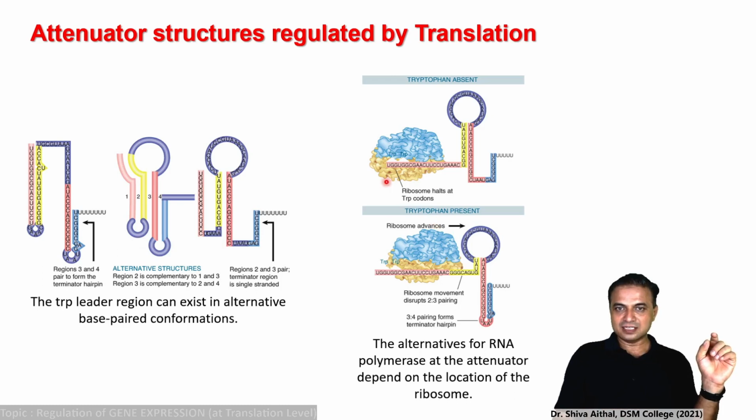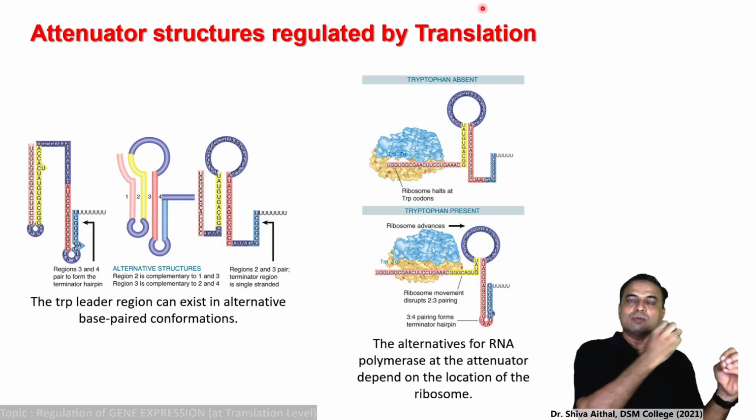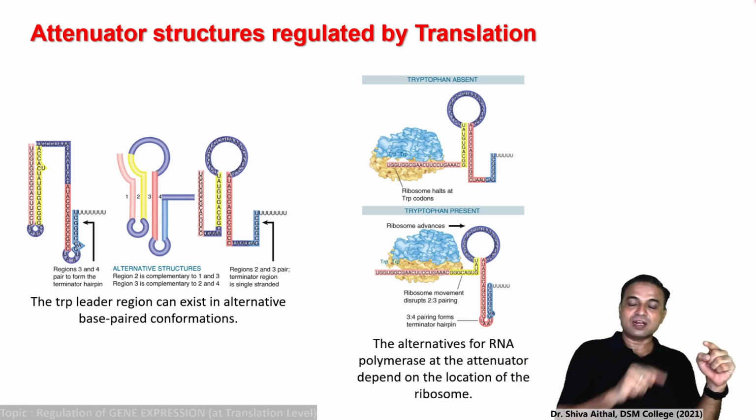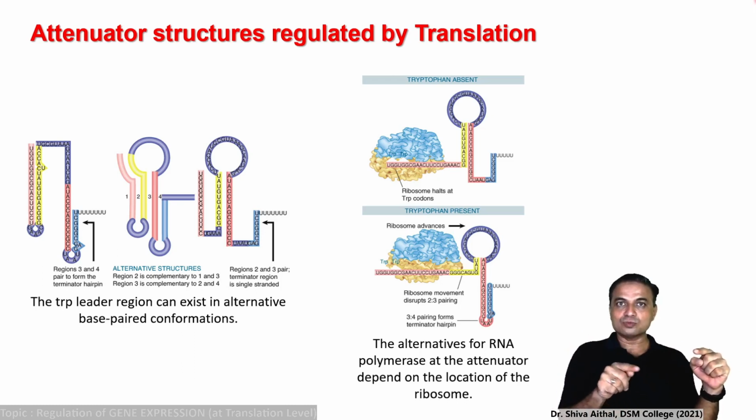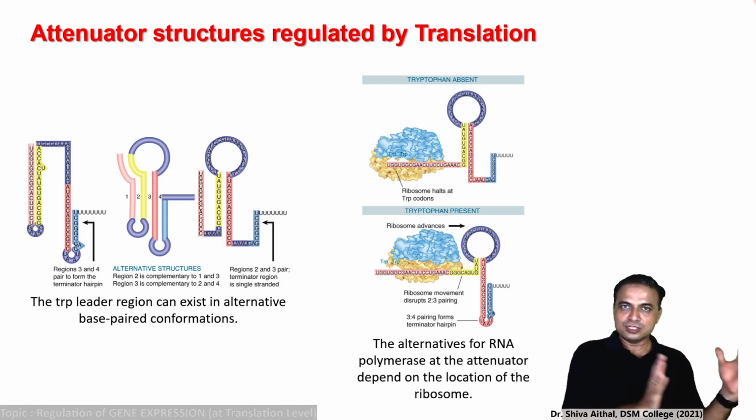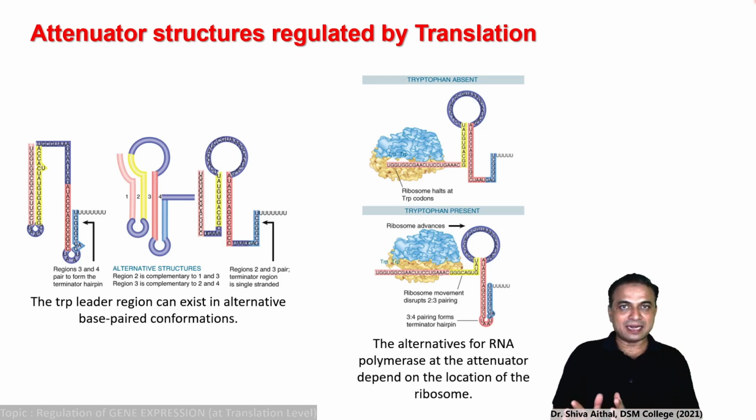Recall, here you can see if the ribosome halts at the tryptophan codon in the tryptophan operon, then 2 and 3 is formed. And if the ribosome advances into the second structure, then 3 and 4 are formed. So whether 2 and 3 will be formed or 3 and 4 will be formed depends upon the ribosomal movement. So I repeat two statements. Attenuator structures can regulate the movement of ribosomes, and movement of ribosomes can control the formation of attenuator structures. All in all, both these events can be used by the bacteria to regulate the amount of protein synthesized.